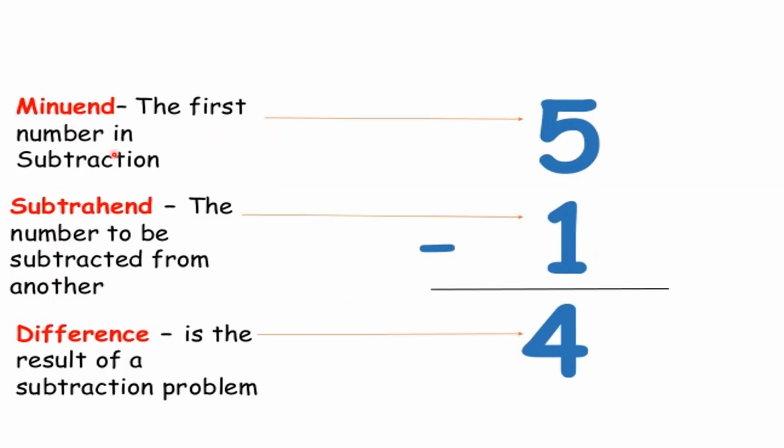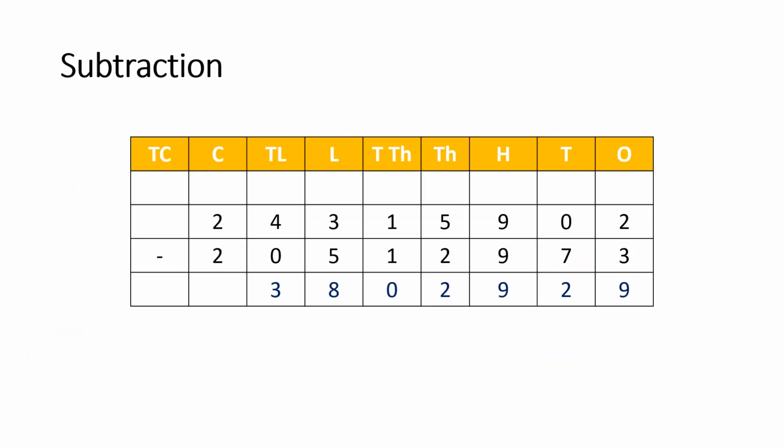Minuend is the first number in subtraction, and the number to be subtracted from another number is called the subtrahend, and the difference is the result of the subtraction problem. Let us perform subtraction on large numbers.